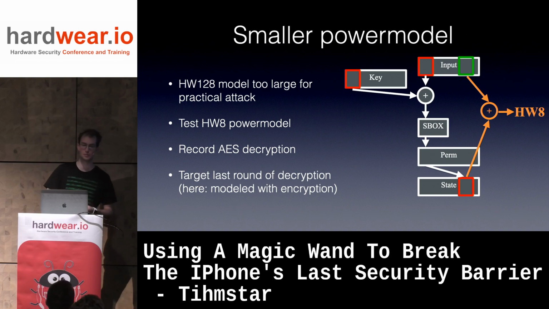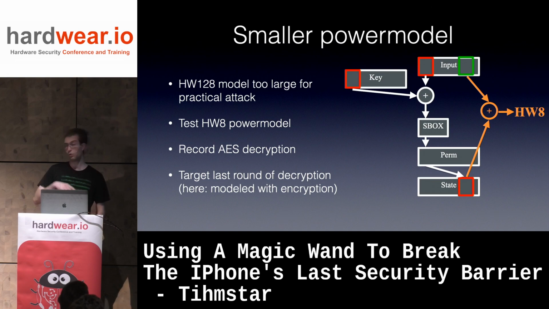So I tested an 8-bit Hamming weight model, recorded the decryption, and then attacked the last round of decryption. Here is the model with the encryption. This is the model that I use for the actual attack. So basically, I give the engine something, it decrypts it. I need that decryption, and on that decrypted value, I can run the attack.